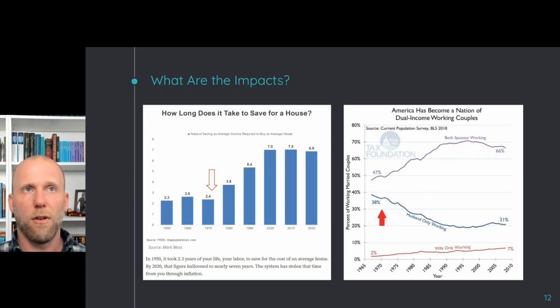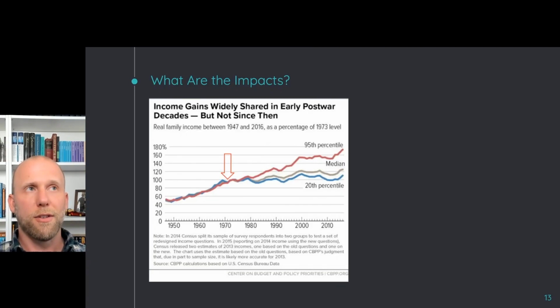It's the number of households that now have both spouses working has gone up dramatically since 1971 because, again, you're not able to get the same amount of value out of your labor as you used to be able to. Income gains were pretty consistent over time, but then after 1971, you see this split of the rich getting richer at a much faster pace.